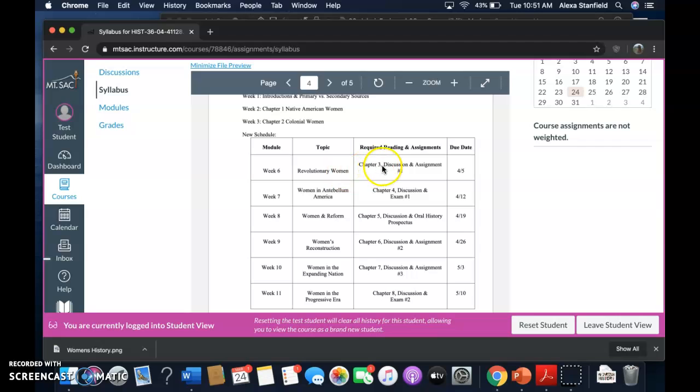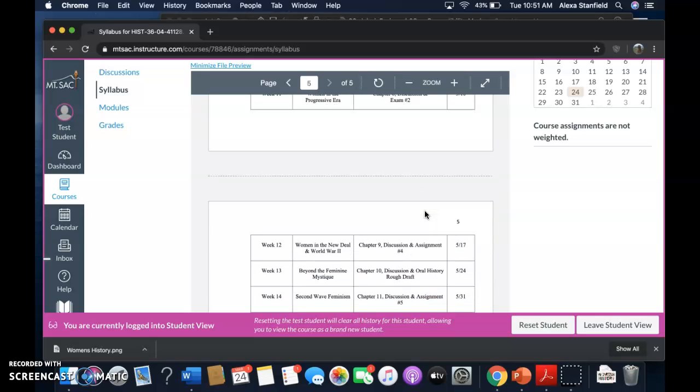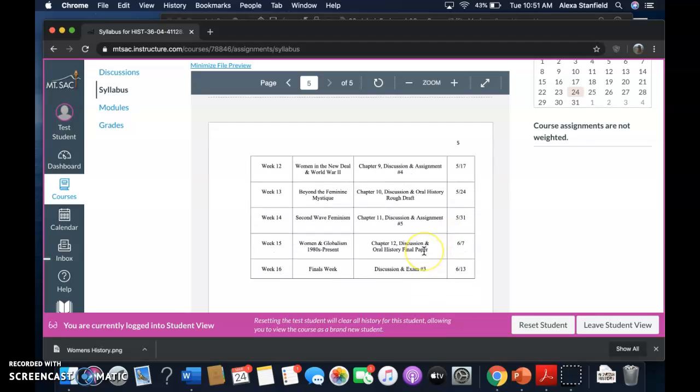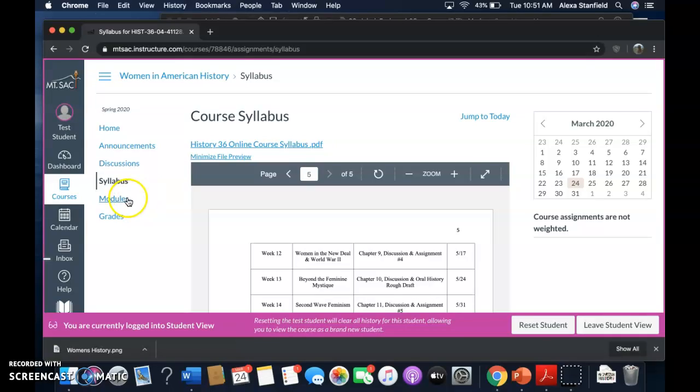That's Revolutionary Women. You're required to read chapter 3, participate in the discussion, do assignment number 1, and the due date for that is the 5th. You'll see the exams have been scheduled. Oral history prospectus has been pushed back to the 19th of April. I went ahead and eliminated the outline for the oral history, and instead you'll be doing the rough draft, which will be due on the 24th of May, and your final paper for the oral history will be due on the 7th of June. So go ahead and look over the course syllabus.